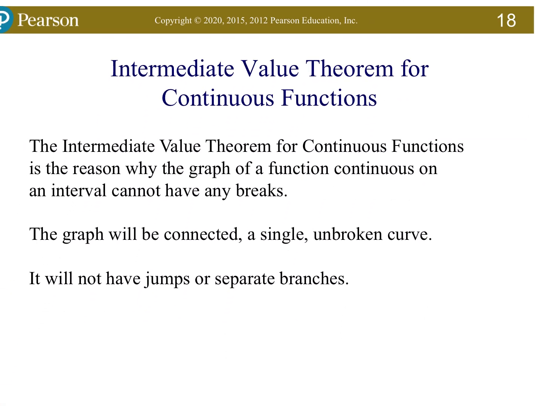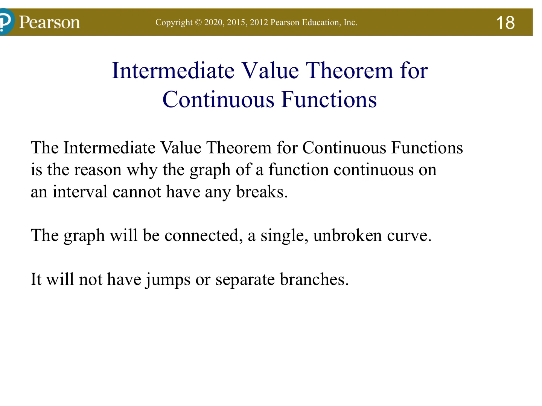All right, here is why. It's because you can't have jumps or separate branches. Isaac was trying to avoid it by making separate branches, separate pieces, but then that violates the fact that it's going to be a continuous function in the first place. It cannot have any breaks.